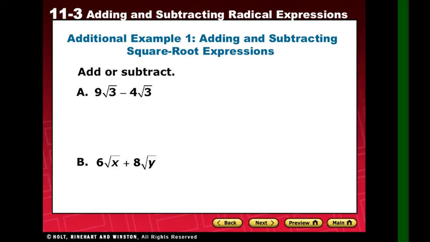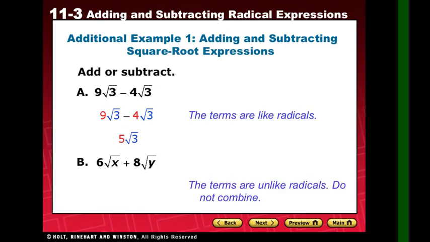So, additional examples. Add or subtract. For this one, we have 9 and negative 4. What is 9 minus 4? Correct. That's equal to 5. And then just copy square root of 3. So, let's see if we are correct. The terms are like radicals. And then, we just subtract the 2 for this portion. So, 9 minus 4 is equal to 5 square root of 3. Okay, tama tayo kanina. How about the letter B?